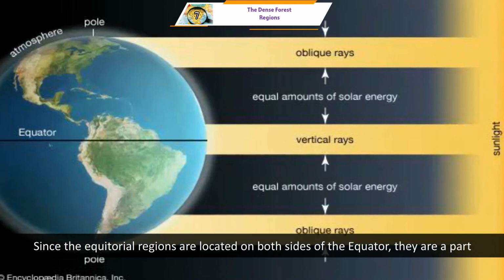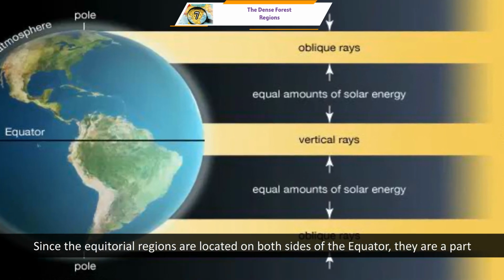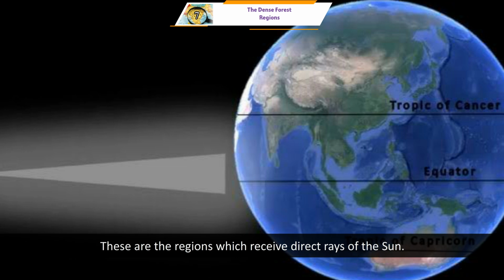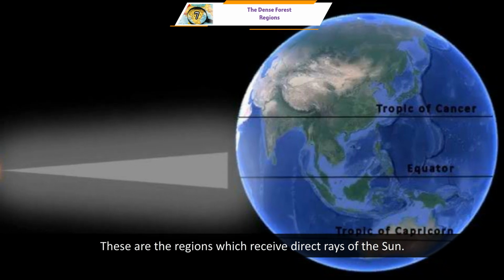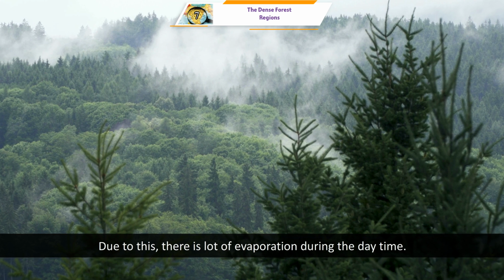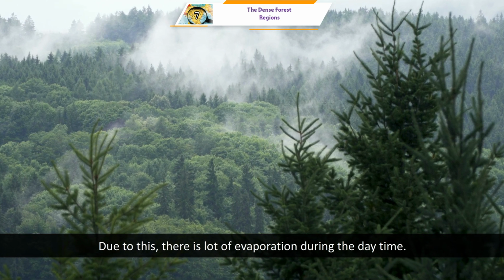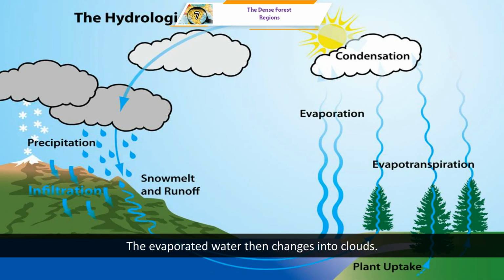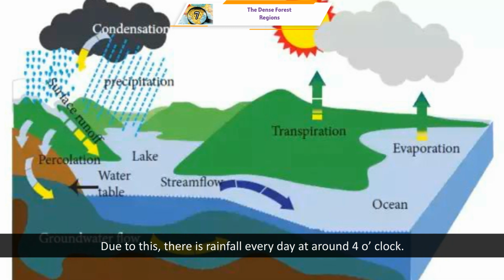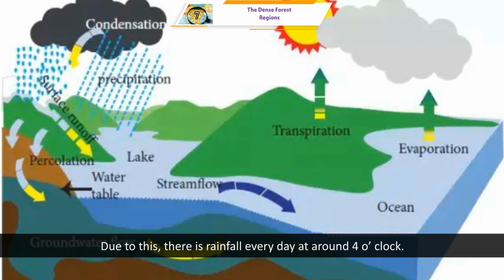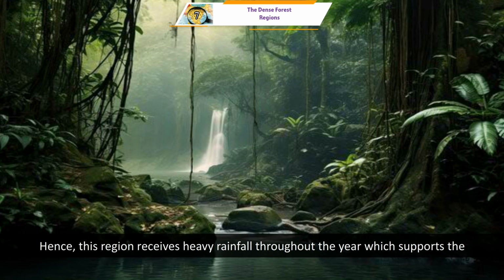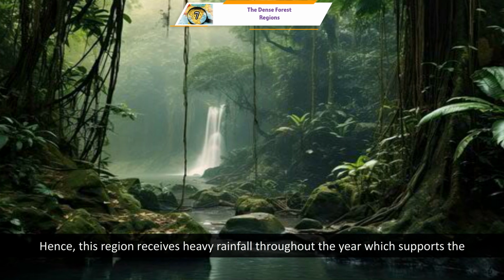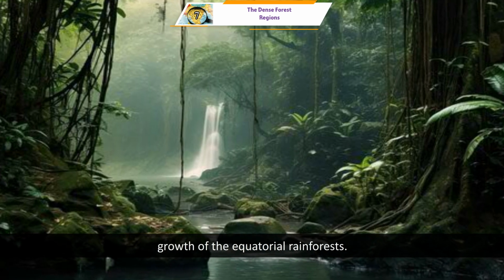Climate. Since the equatorial regions are located on both sides of the equator, they are a part of the torrid zone. These are the regions which receive direct rays of the sun. Due to this, there is a lot of evaporation during the daytime. The evaporated water then changes into clouds. Due to this, there is rainfall every day at around 4 o'clock. Hence, this region receives heavy rainfall throughout the year, which supports the growth of the equatorial rainforests.